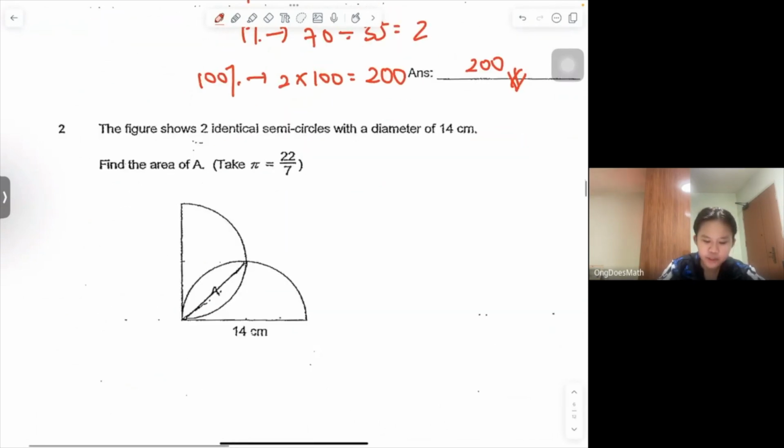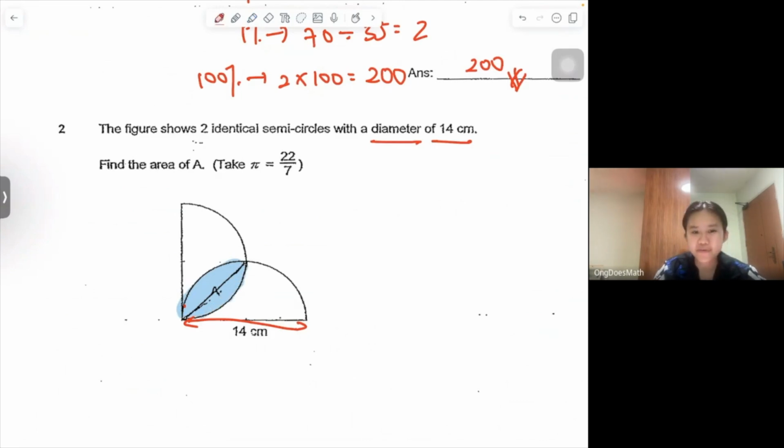Next, the figure shows two identical semicircles with a diameter of 14 cm. Find the area of A. So it is labeled 14 cm here, and they want you to find this part, A. I would say this is a very common question. In order to find A, we take this quadrant minus this triangle over here, so you find this part. After you find the red shaded part, you just multiply it by 2 to get A.